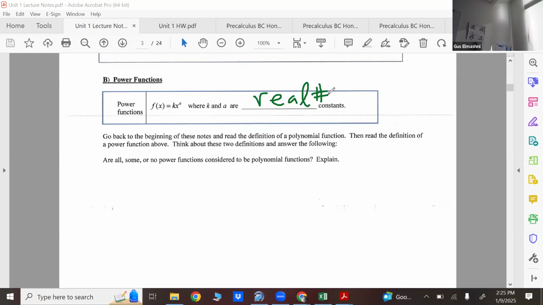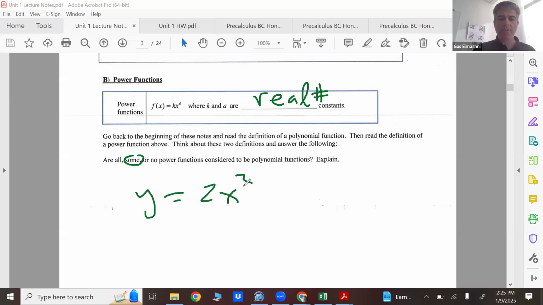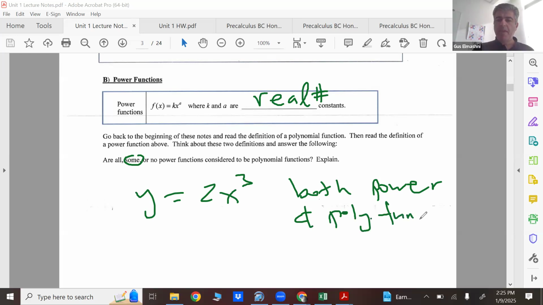Go back to the beginning of the definition of a polynomial function. Are all, some, or no power functions polynomial functions? Some are, some can be. I'd say some for this one. For example, what if you have y equals 2x squared or 2x cubed? That's both a power and polynomial function, right? Even though poly means many and 2x cubed is a monomial, it still counts because you have a non-negative integer for your exponent.